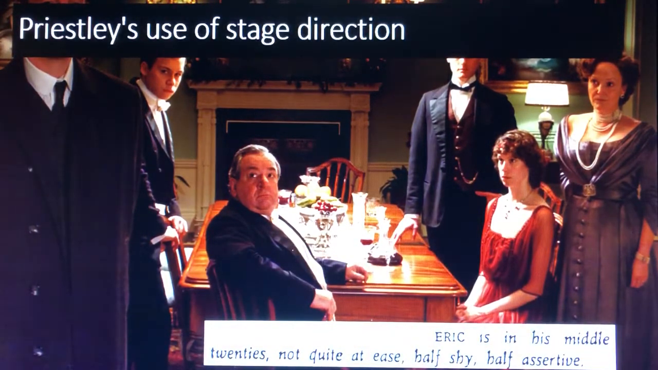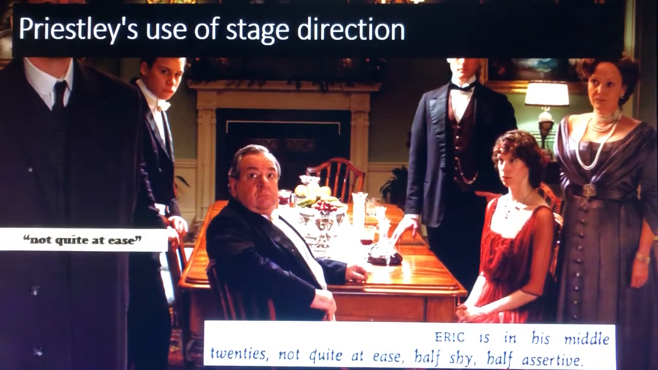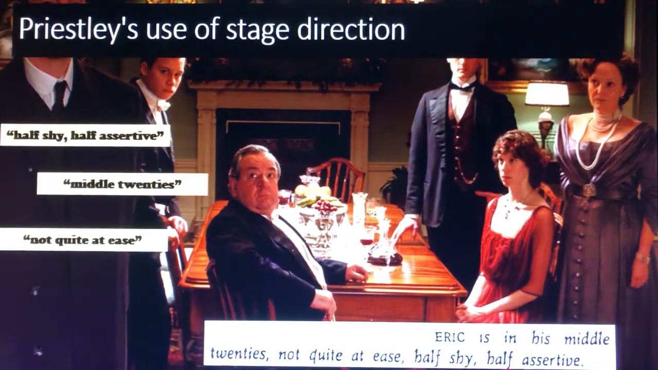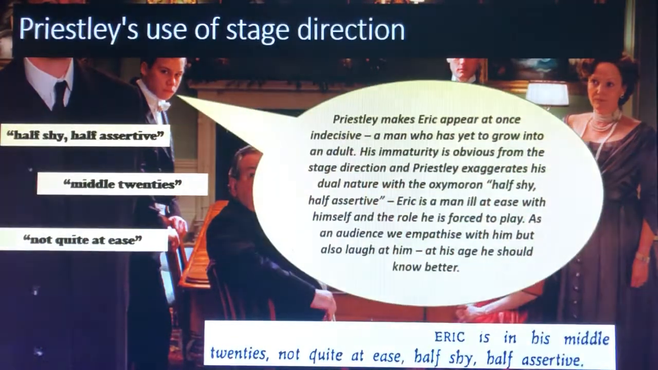As normal, we're going to take a look at the stage direction at first. Priestley describes him in his middle 20s, not quite at ease, half shy and half assertive. Priestley makes Eric appear at once indecisive, a man that has yet to grow into an adult. His immaturity is obvious from the stage direction, and Priestley exaggerates his dual nature with the oxymoron, half shy, half assertive. Eric is a man ill at ease with himself and the role he is forced to play. As an audience, we empathise with him, but also laugh at him. At his age, he should know better.